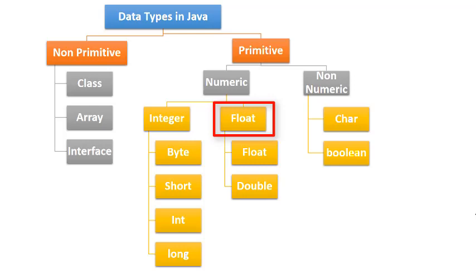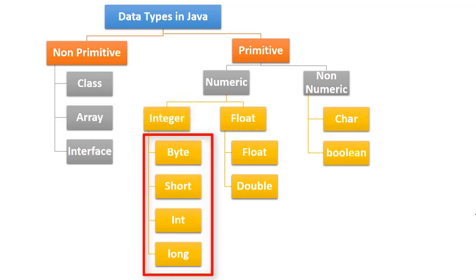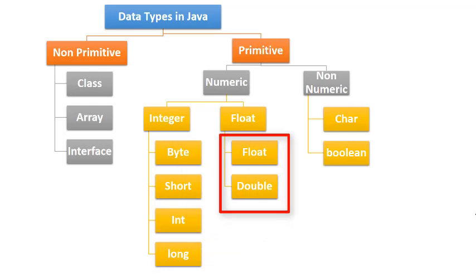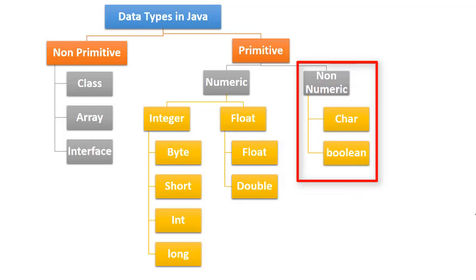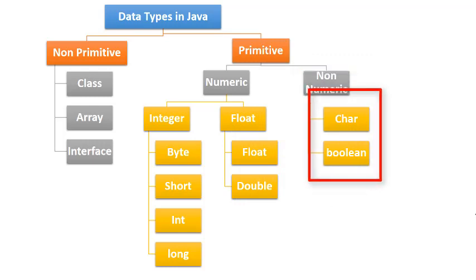Further, inside the integer category we have four categories: byte, short, int and long. And under the float category we have two categories, float and double. And under the non-numeric data type we have two categories, which are character and boolean. So let us define all of them one by one, what is meant by all of these categories.